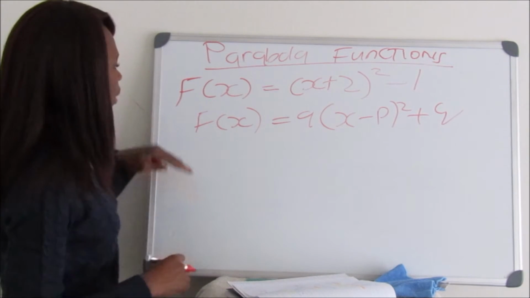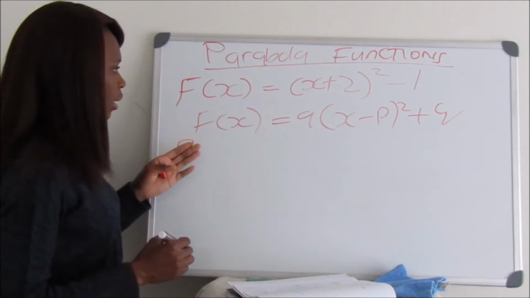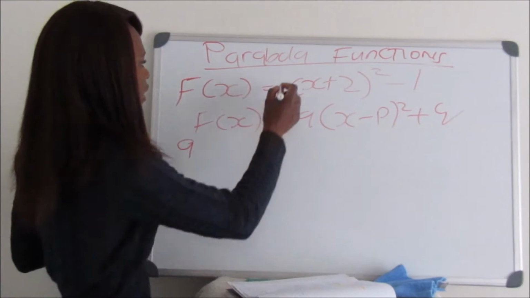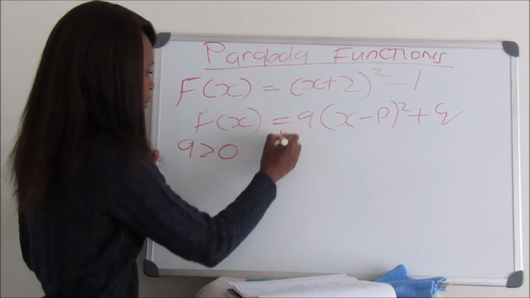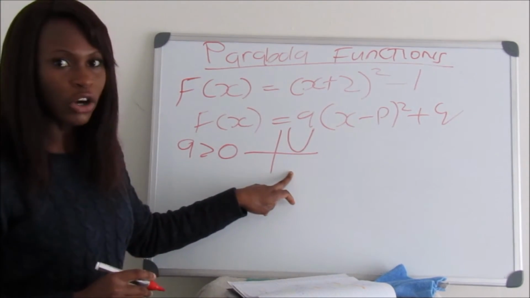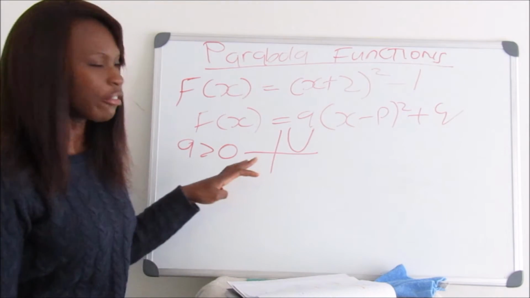The first thing that you have to look at is a, as I've shown you earlier, that a determines the shape of the graph. From here we can see that a is greater than 0. That means that our graph will have a concave up shape, and the turning point will be the minimum value of the graph.